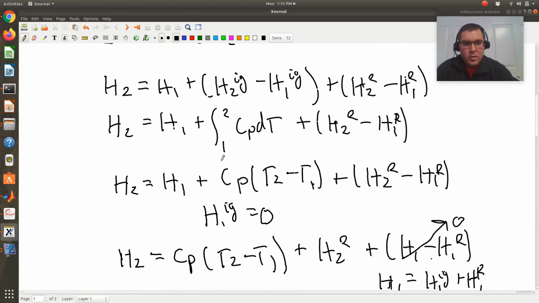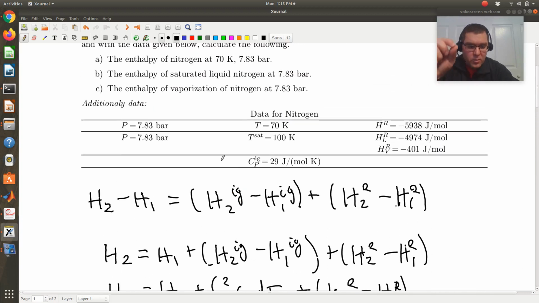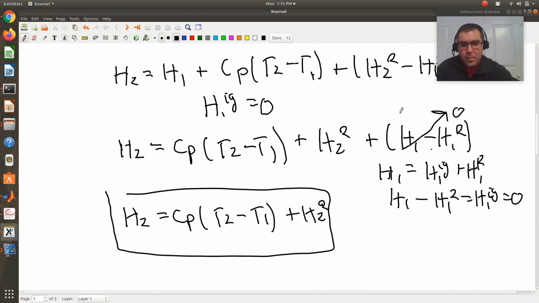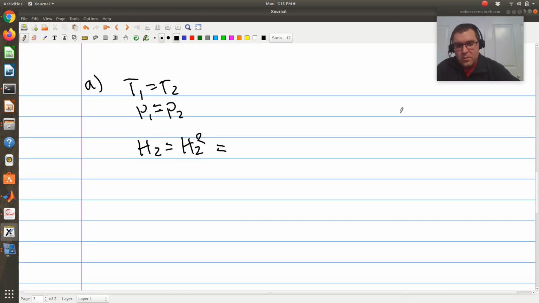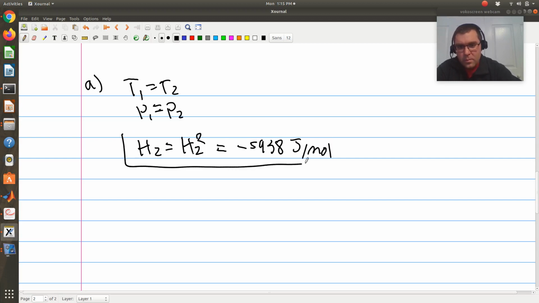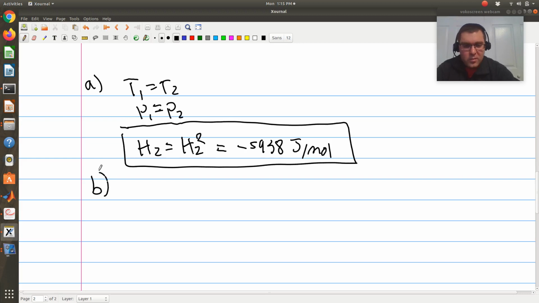And so H2 would be equal to just this first entry in our table, the residual enthalpy at 70 Kelvin and 7.83 bars, which is negative 5938 joules per mole. All right, so we've got A.